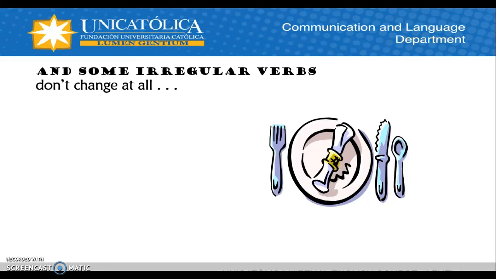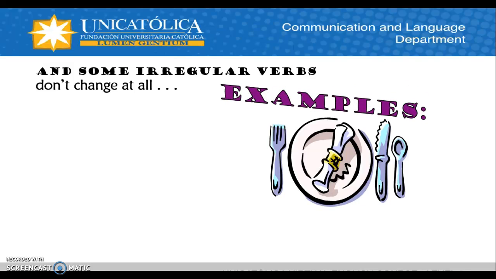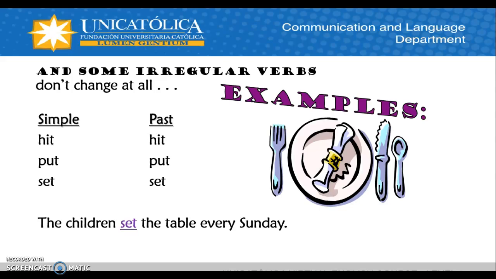And some irregular verbs don't change at all. Example: simple and past form. Hit, hit. Put, put. Set, set. The children set the table every Sunday. Okay? The children set the table every Sunday. Look, so no change. It's equal. They're the same.